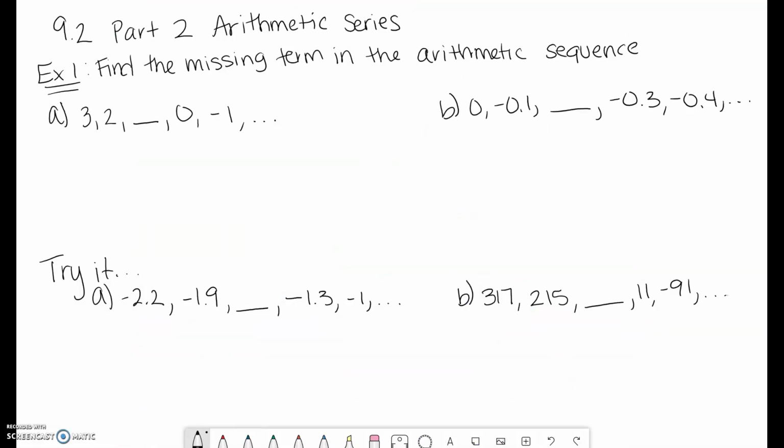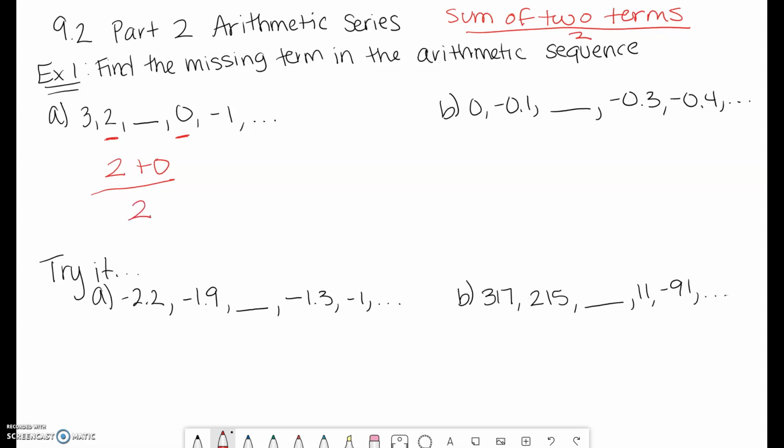Okay, so here we go. We got some examples here. It says, find the missing term in the arithmetic sequence. So remember that we're going to take the sum of the two terms, one before, one after. So we're going to take this term here and this term here, and we're going to add them. So sum of two terms, and then we're going to divide it by 2. So we're going to take 2 plus 0 and then divide it by 2. So we have 2 over 2. So our missing term is 1.